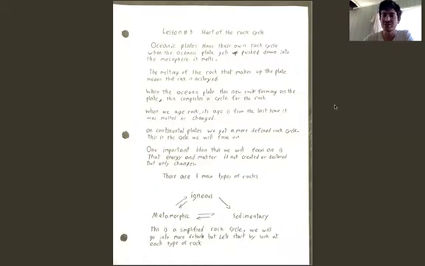Hello class, today we're going to be looking at the start of the rock cycle. So this is going to be lesson number 3, if we count the first lesson just being an introduction to the course. We're going to start by looking at how we can connect the rock cycle to plate tectonics and looking at the 3 basic types of rocks in this rock cycle.